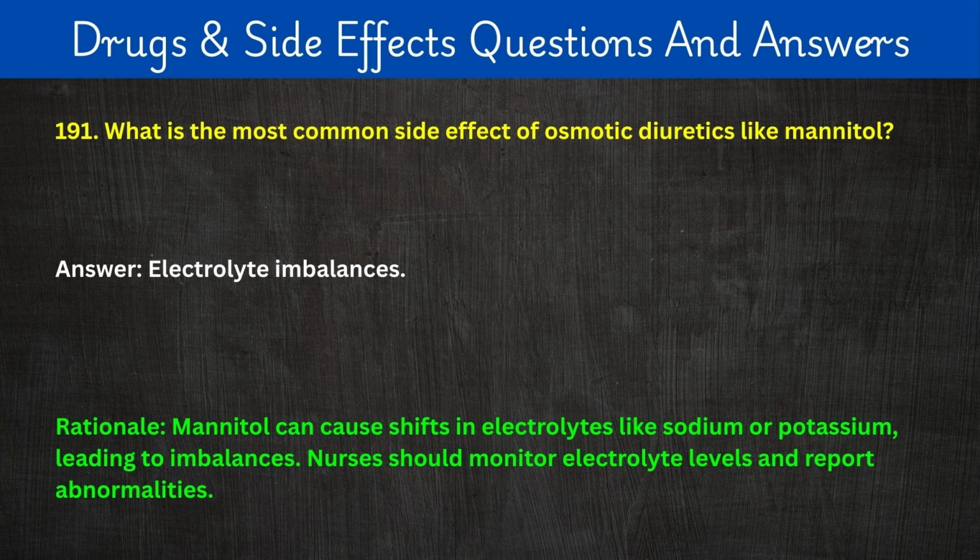191. What is the most common side effect of osmotic diuretics like mannitol? Answer: electrolyte imbalances. Rationale: mannitol can cause shifts in electrolytes like sodium or potassium, leading to imbalances. Nurses should monitor electrolyte levels and report abnormalities.